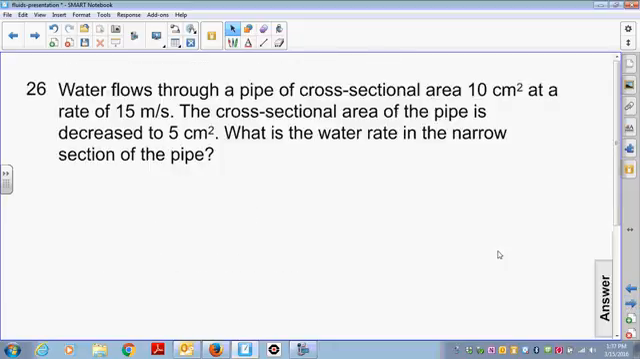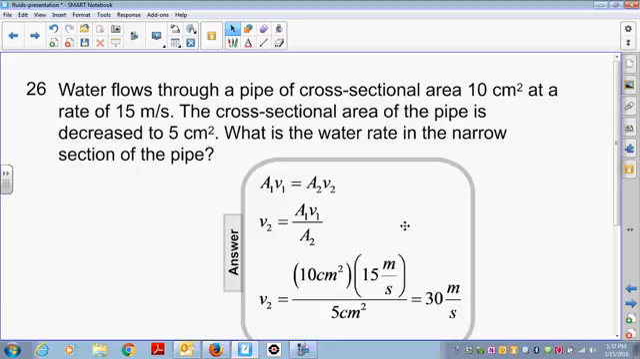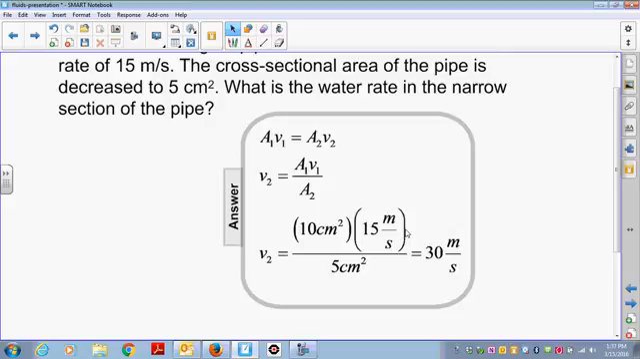Water flows through a pipe of cross-sectional area 10 centimeters squared at a speed of 15 meters per second. The cross-sectional area of the pipe is decreased to 5 centimeters squared. What is the water speed in the narrow section of the pipe? Go ahead and pause the video now, remembering to write out your work. Okay, so let's see if you have the correct answer. We're going to use the continuity equation and solve for the speed at the narrow section, which is V2. Substituting in our numbers, we end up with 30 meters per second.